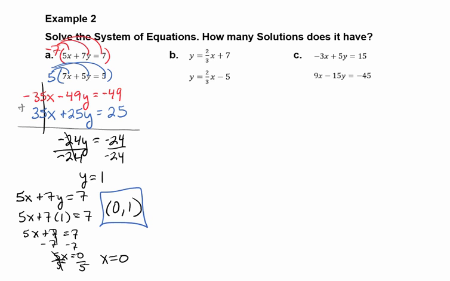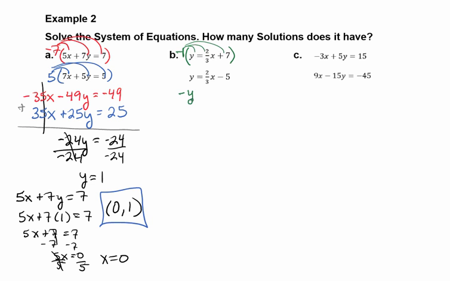If we take a look at letter B, we have y equals 2/3 x plus 7 and y equals 2/3 x minus 5. Here we're really close to having matching opposites. In fact, our y's already match. We just need one of them to be a negative. So we're going to go ahead and multiply our top equation here by a negative 1 and distribute that to all three things.